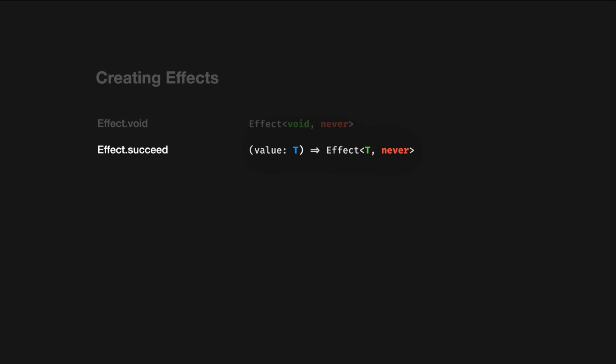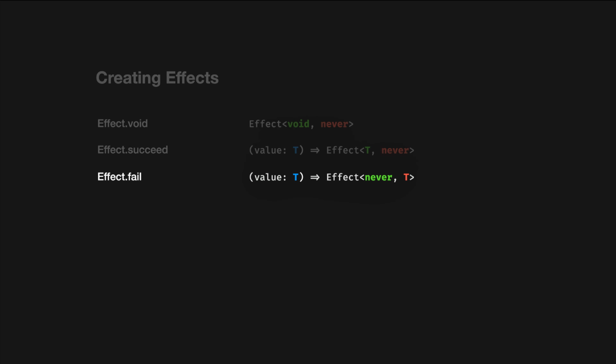The simplest effect we can ever have is Effect.void. It's an effect that does nothing. Its type signature encodes that fact by representing nothingness in its success type, and it never fails. Effect.succeed takes a value of type t and returns an effect that always succeeds with type t and never fails. Similarly, Effect.fail takes in a value of type t and returns an effect that never succeeds but always fails with type t.